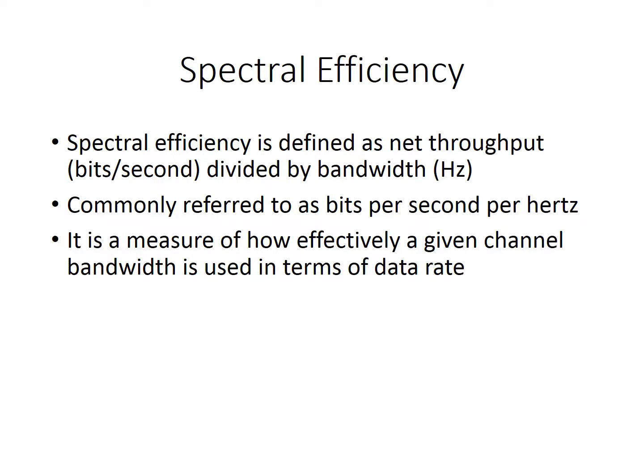Spectral efficiency is the amount of data transmitted over a communication link per second per hertz. The amount of data transmitted refers only to the message sent or information delivered and does not include the bits used for error correction codes.